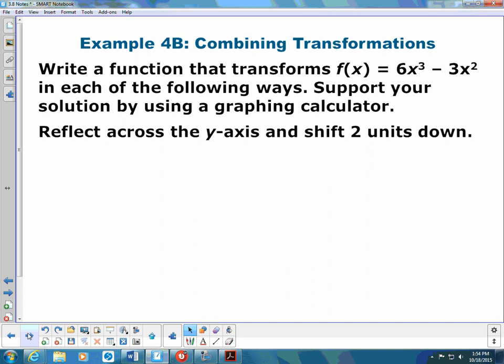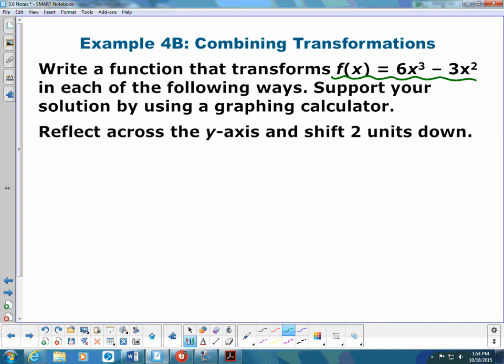Okay, so our last example. For this example, we're writing a function that transforms f of x equaling 6x cubed minus 3x squared in each of the following ways. Support your solution by using a graphing calculator. So we want to reflect this parent function. This is our parent function right here. We want to reflect that over the y-axis, which again means you're going to make all of the x's opposite. And we also want to shift 2 units down. And we're going to do this in that order.